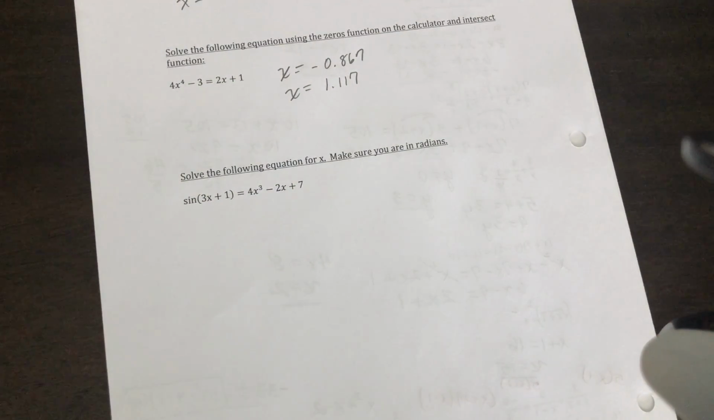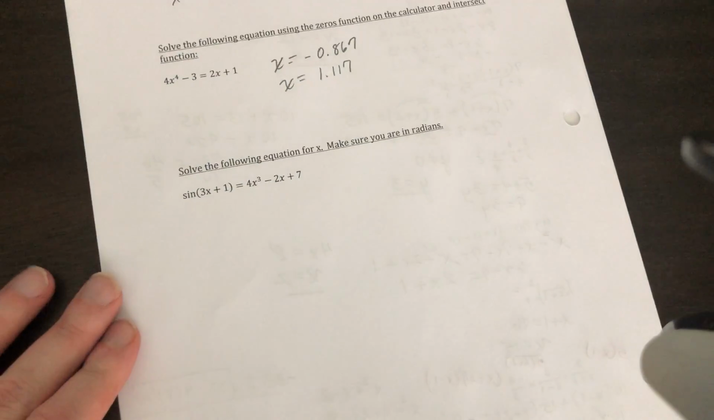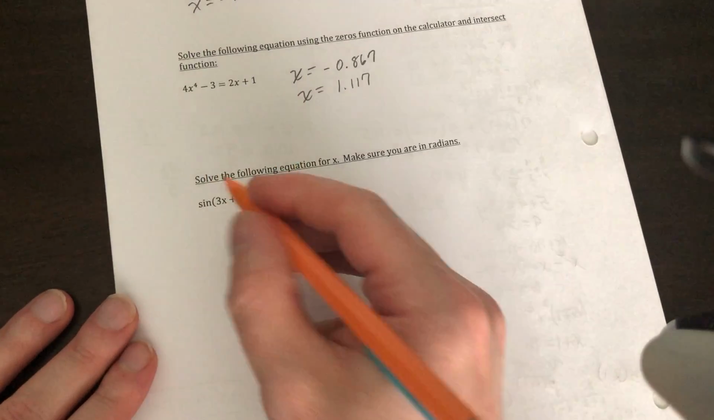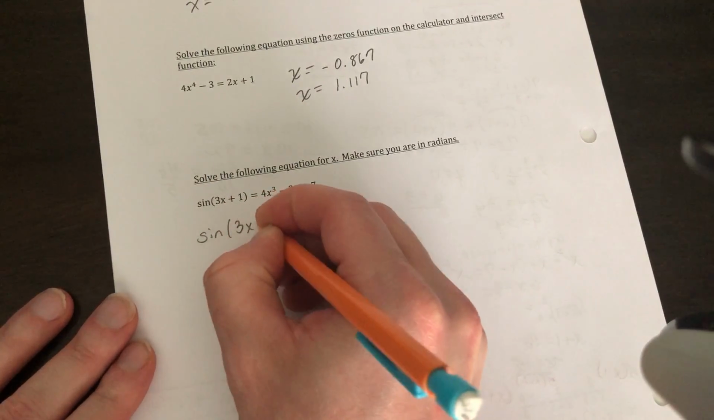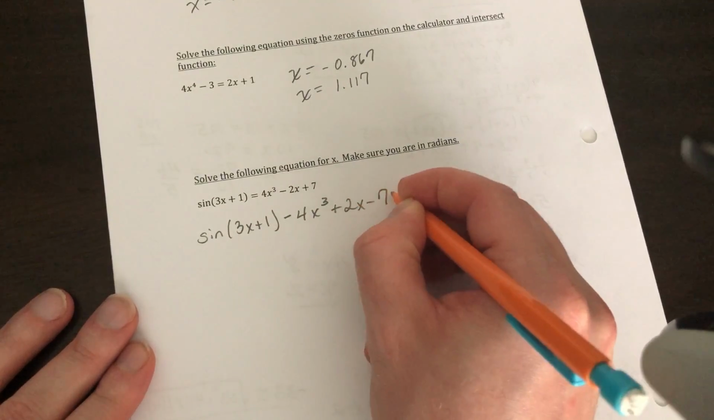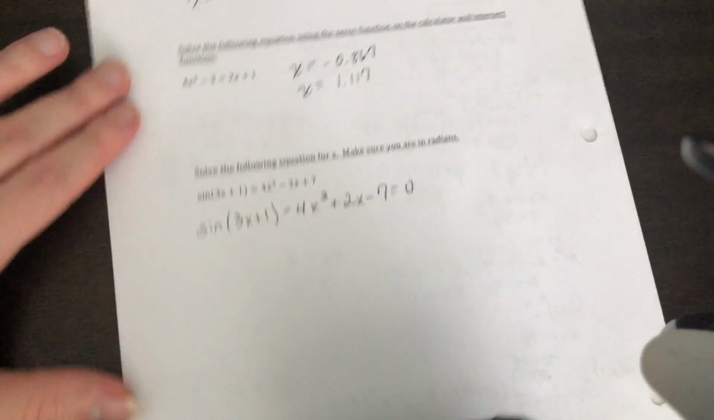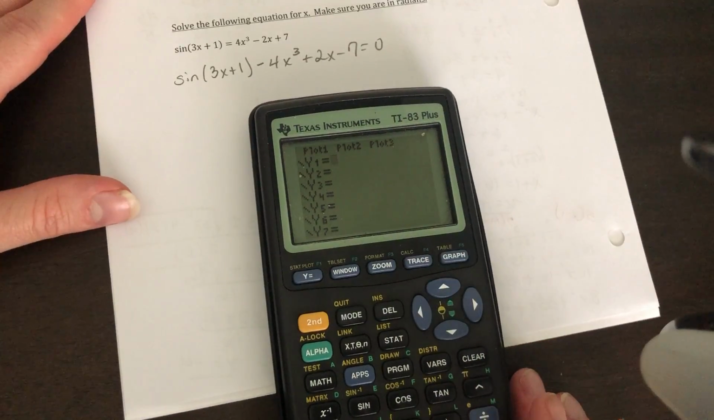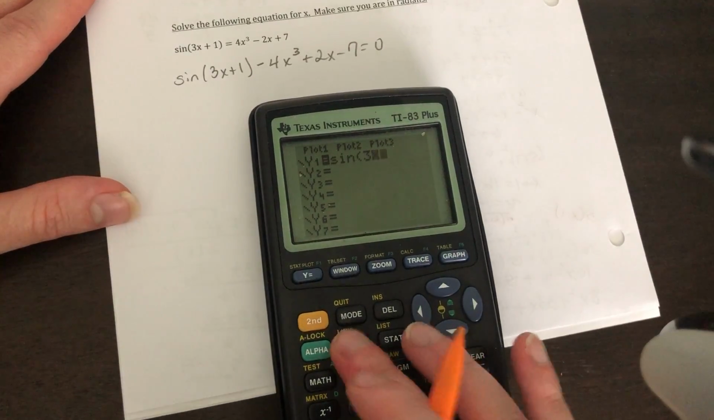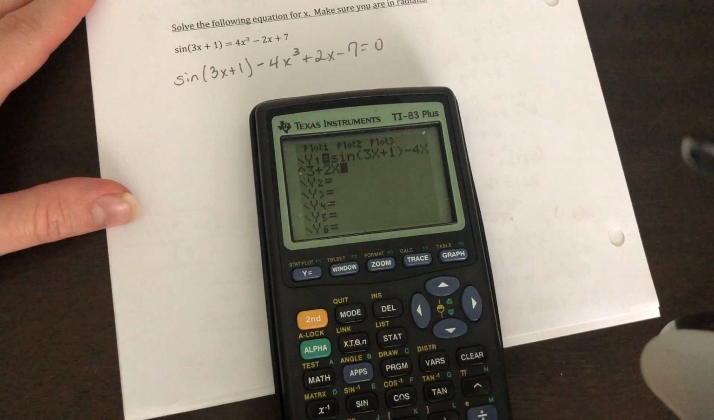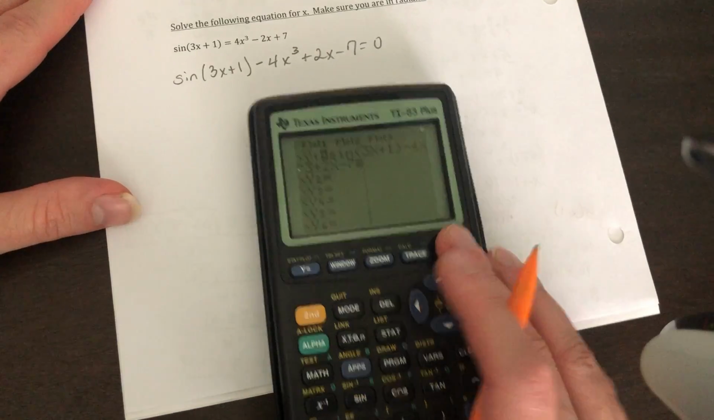Okay, the next one, solve the following equation for x. Make sure you're in radians. So anytime you're dealing with trig, you have to make sure you're in radians. So I'm going to use the method I just told you about, moving everything to one side. So sine of 3x plus 1 minus 4x cubed plus 2x minus 7 is equal to 0. Okay? Just because I want to use this method because y'all haven't used zeros as much as you probably have the intersect stuff. So sine of 3x plus 1 minus 4x to the third plus 2x and minus 7. So I put that into y equals, I hit graph.